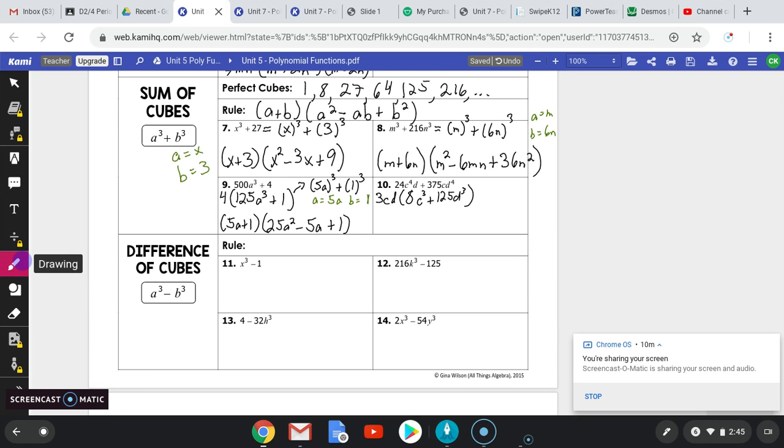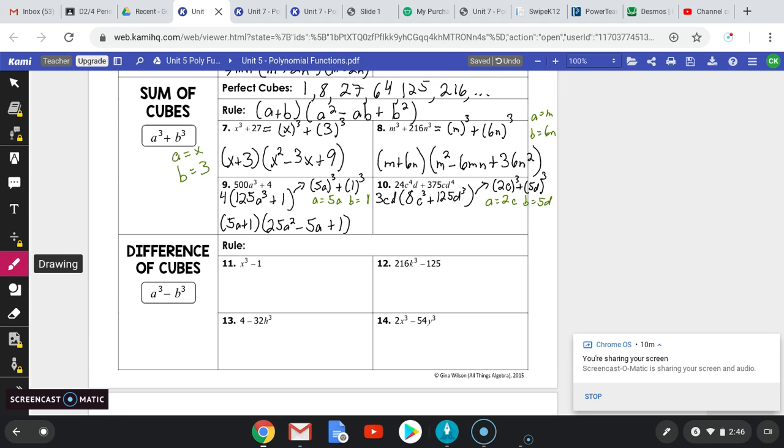So I can rewrite this with parentheses here. Well, what's the cube root of 8? 2. And the cube root of c cubed is just c. Plus, the cube root of 125 is 5, and the cube root of d cubed is d. So that means a is 2c, b is 5d.